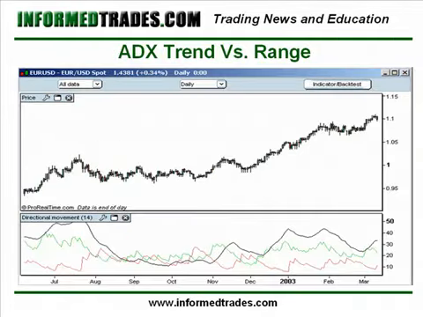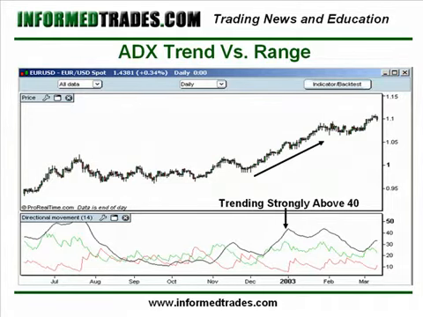When the ADX line is above 40 and rising, this is indicative of a strong trend, and when the ADX line is below 20 and falling, this is indicative of a ranging market. So you can see here it's below 20 and the market is ranging there, and there it's above 40 and the market is trending strongly.